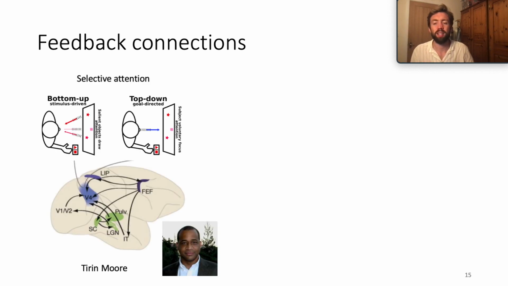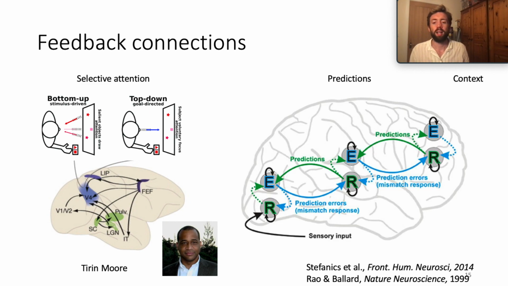Here we can see some of the functions of feedback connections, and this includes selective attention. And there are two types of selective attention. One is bottom up, which is stimulus driven, which is when a particular type of stimulus is salient, it grabs your attention and you lead your focus onto that.